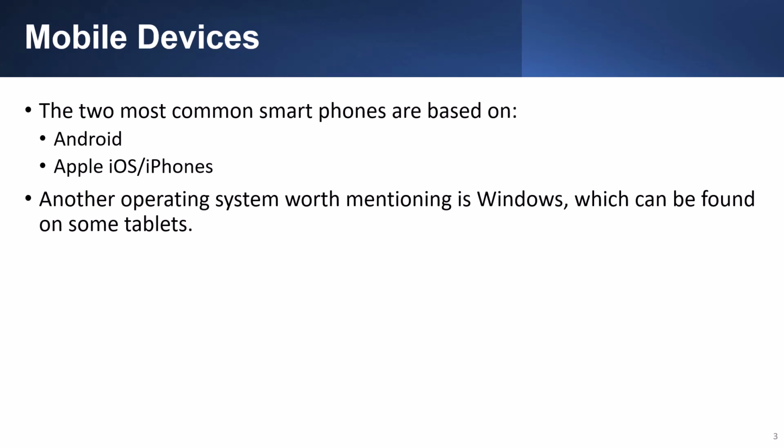The two most common smartphones are based on Android and Apple iOS iPhones. Another operating system worth mentioning is Windows, which can be found on some tablets.